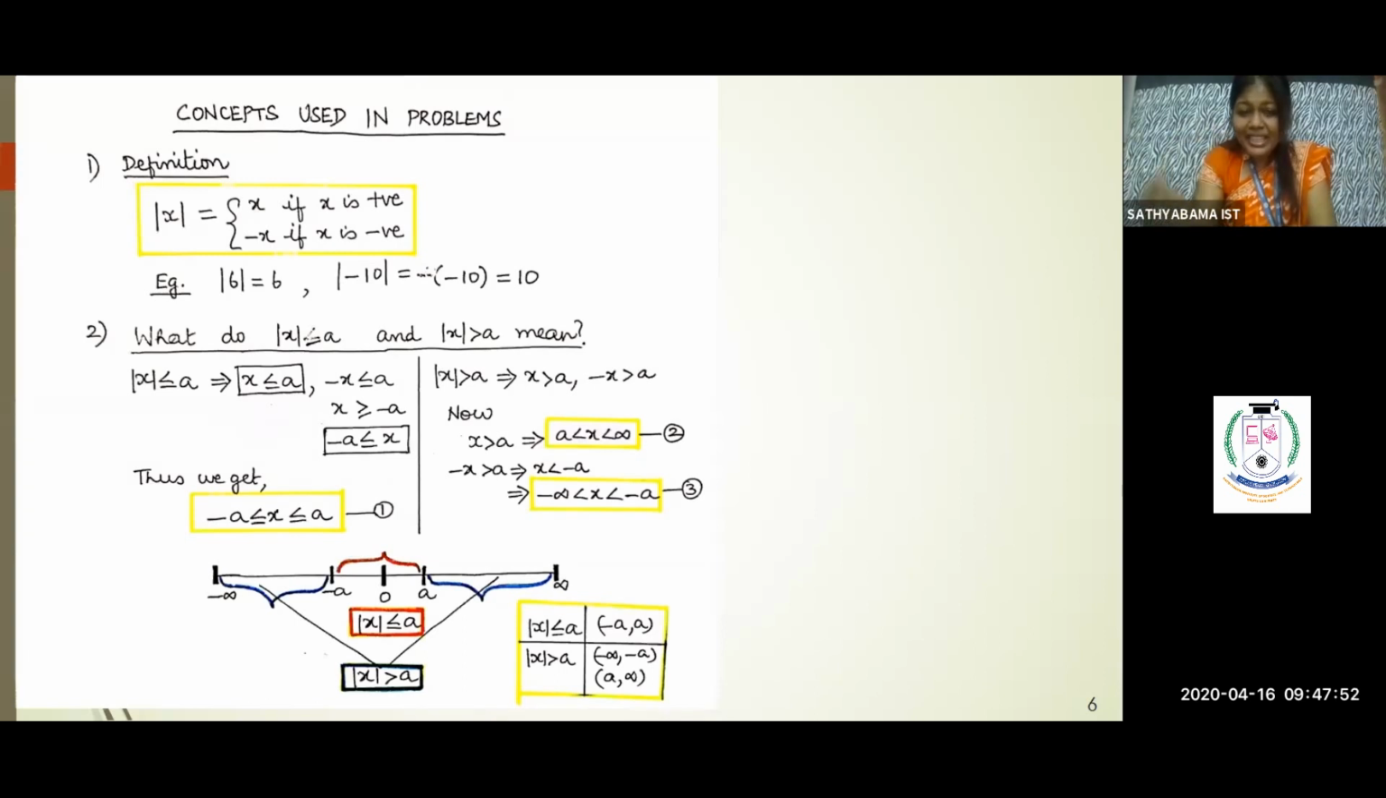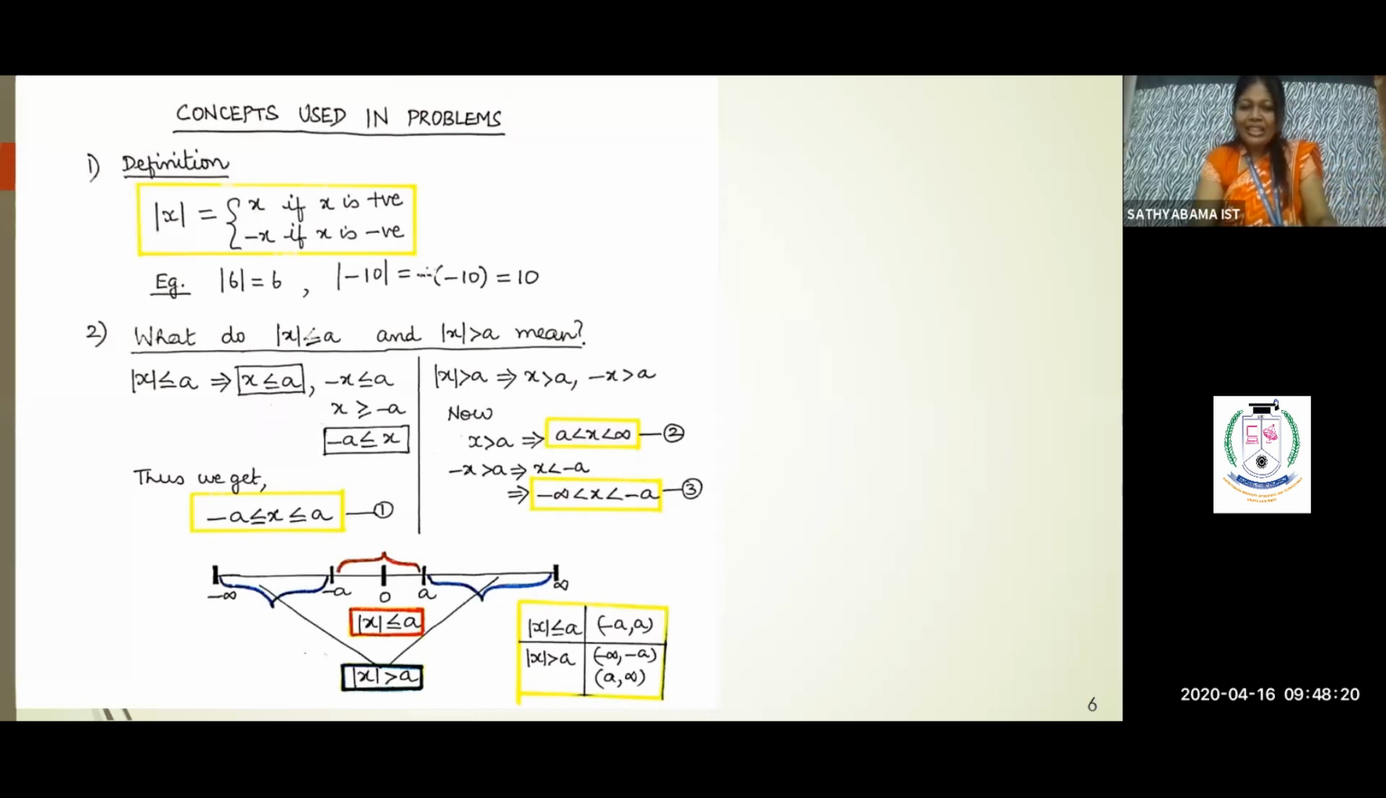Now I've taken the other one. What's the other part? Minus x greater than a. So what does that mean? Minus x greater than a means multiply both sides by minus sign. X is less than minus a. Now if x is less than minus a, what does it mean? Think of all the values of x which is less than minus a. It means what portion? From minus infinity to minus a. All values of x less than minus a means to the left of minus a. So it will be from minus infinity to minus a.